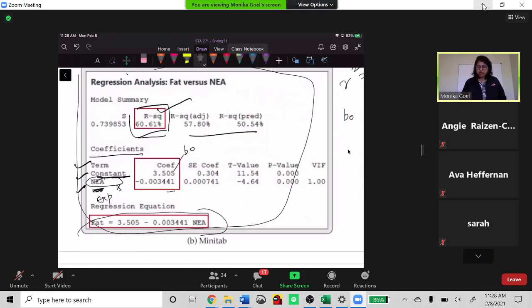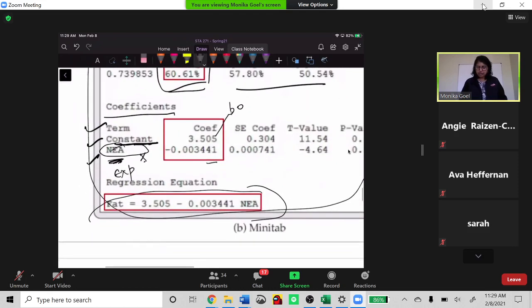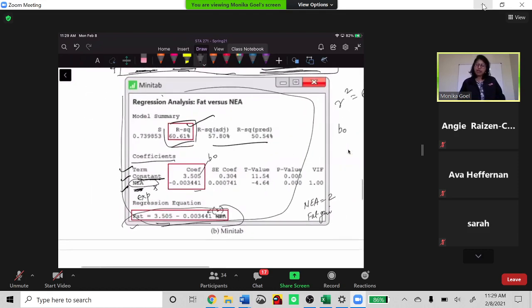your response. Once you make the equation, if let's say the question is giving NEA is 2, what is my fat gain? Can I calculate? Yes, I have this equation. So instead of this, I multiply this with 2 and I do my math to get this predicted value of fat gain.